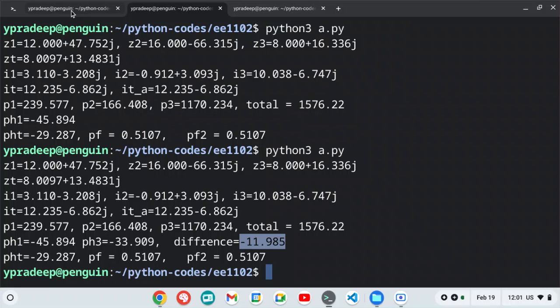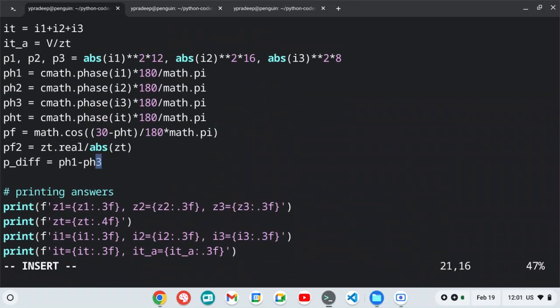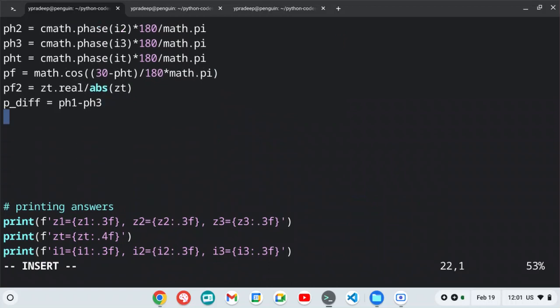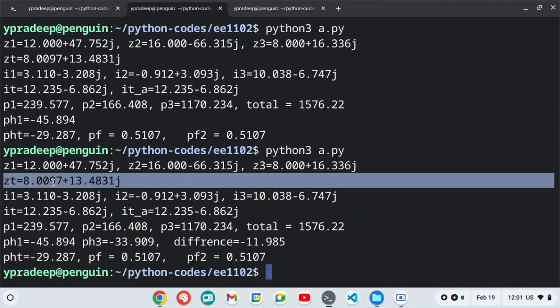So I'll go here. The question is how to make the power factor 1. See, what is the total impedance? Already we printed it here. The total impedance is 8.0097 plus 13.4831. So this is positive 13. That means the existing circuit has a reactive impedance. So to cancel that plus 13 reactance, I need to introduce a capacitance in parallel with the circuit.